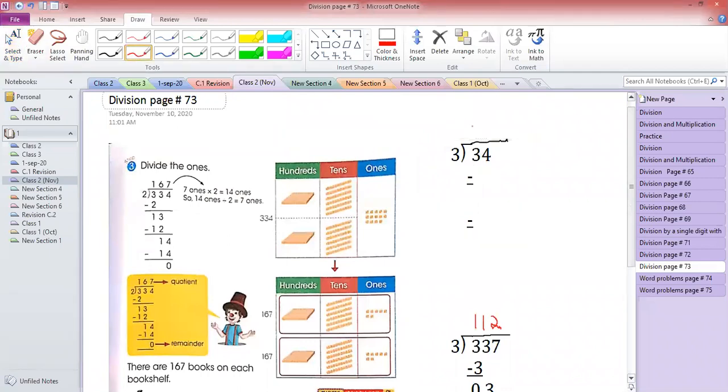1, up here. Right? Now what you will do? 3 multiplied by 1 equals 3. You will write 3 down. You multiply and write it down. Okay, now what you will do? 3 minus 3 equals 0. Very good. Okay, now what you will do?